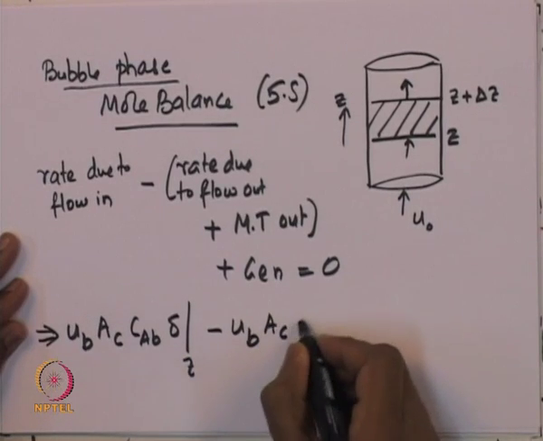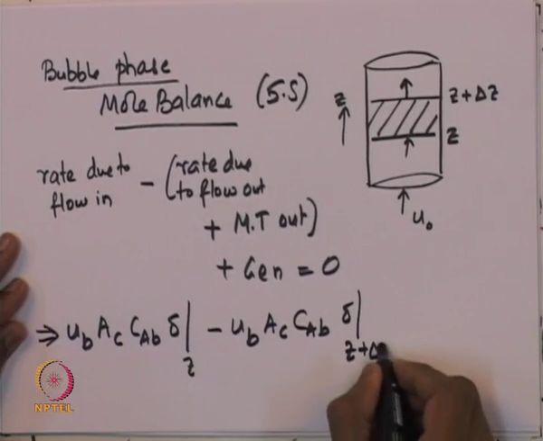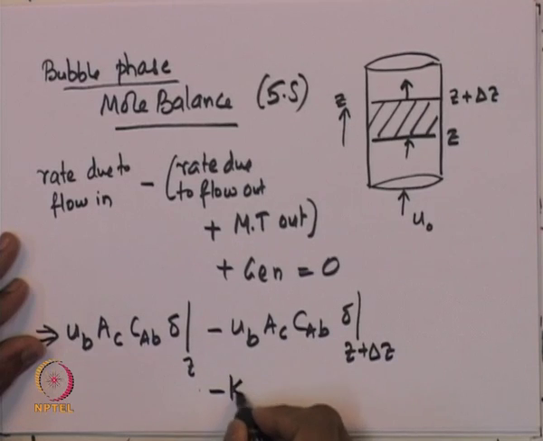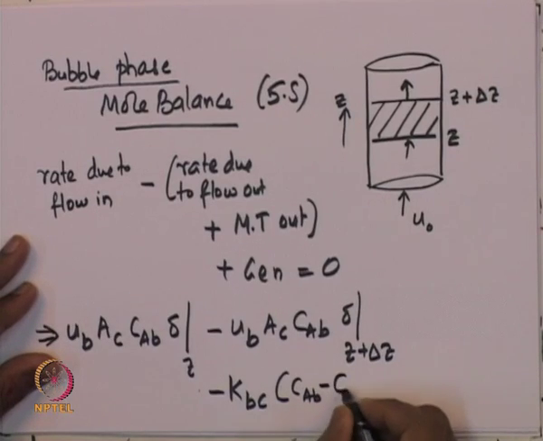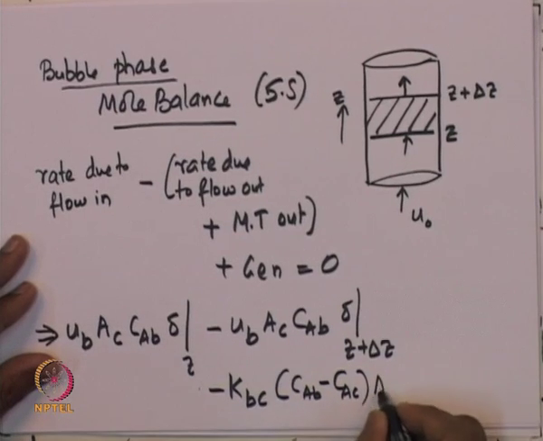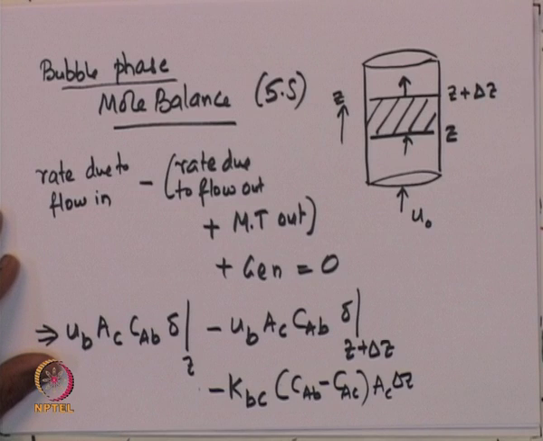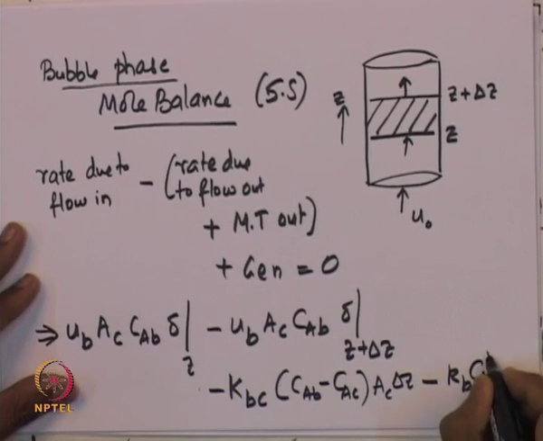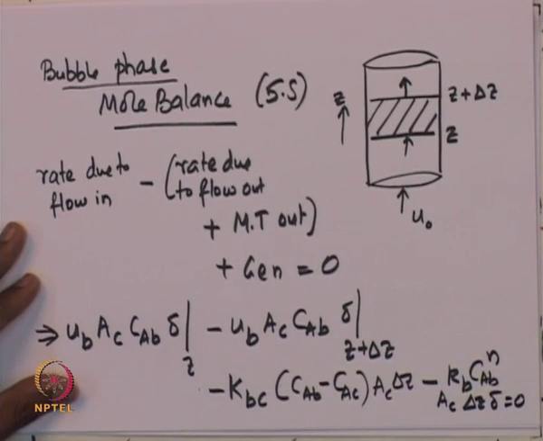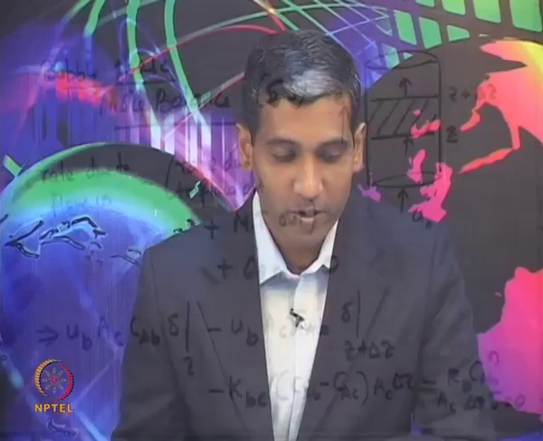is given by UB AC CAB into delta at z plus delta z, and mass transport is given by minus KBC into CAB, the concentration of the species in the bubble phase, minus the concentration of the species in the cloud phase, multiplied by the cross section area into delta z. That is the rate at which the species is leaving the bubble phase and going into the cloud phase, minus the corresponding reaction rate. That is KB, the reaction rate constant, into CAB to the power of n, where CAB is the concentration of the species in the bubble phase, multiplied by the cross section into delta z into delta. That should be equal to 0. So that is the mole balance for the species in the bubble phase.